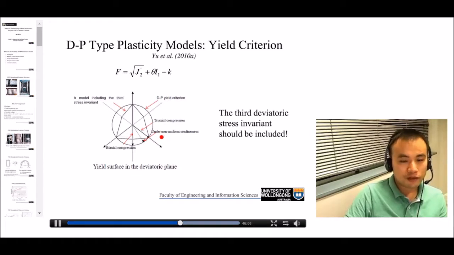non-uniform confinement. Okay? So in order to address this issue, what we need to do is to use a non-linear shape for the yield surface in the deviatoric plane. And this means the third deviatoric stress invariant should be included. That's why some of the existing studies have done this, and that makes sense.